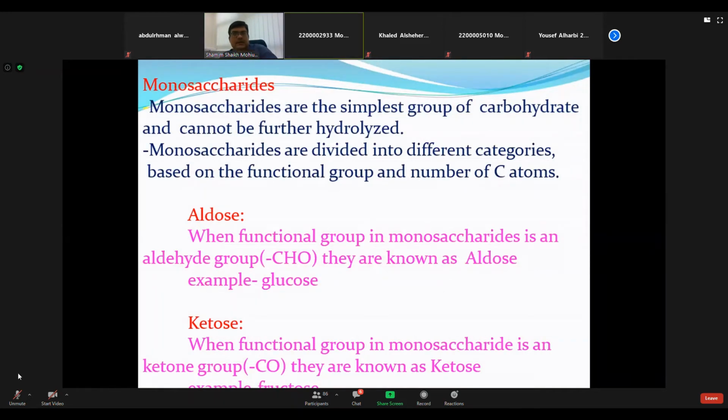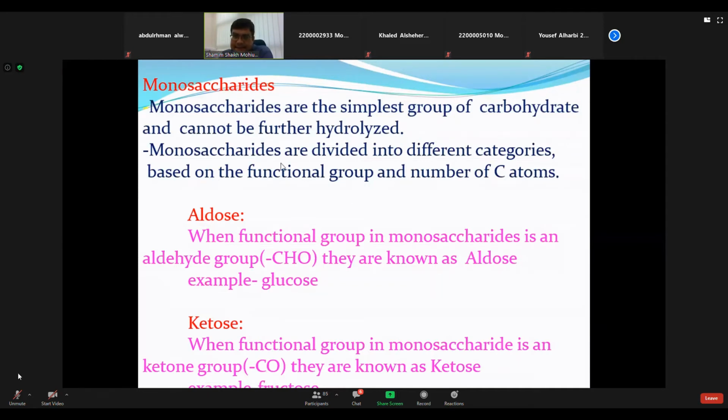Okay, fine. Now come to monosaccharide. Monosaccharide is the simplest group of carbohydrate, and it cannot be further hydrolyzed. It is the simplest group because it contains only one unit of sugar. Understand? Maybe glucose. You may have heard about glucose in biology. Glucose is nothing but a monosaccharide. If you break glucose, it is the simplest form. You cannot break it further, you cannot further hydrolyze. So that is called monosaccharide.